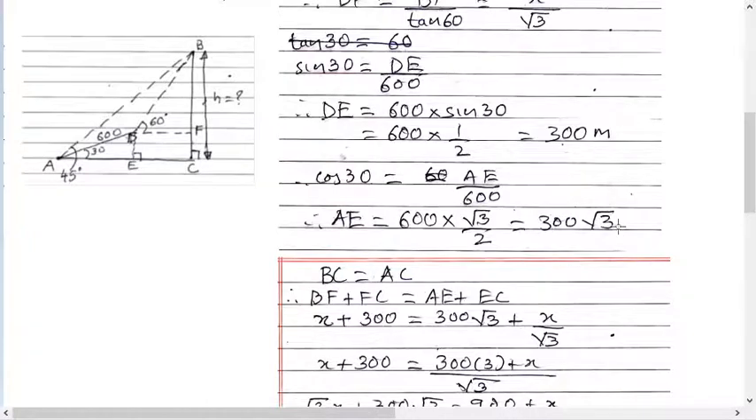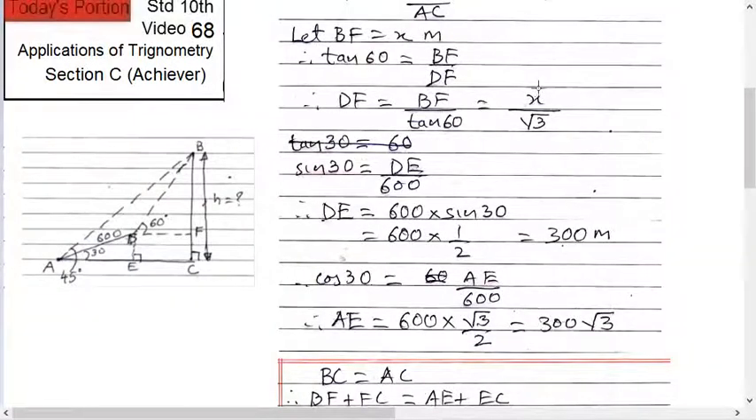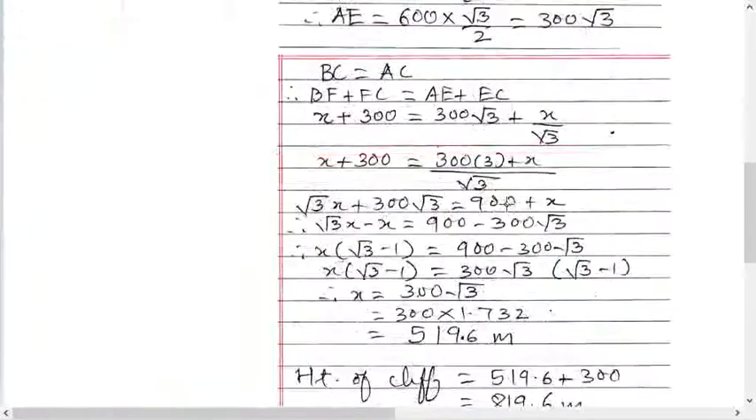See this AE plus EC. EC is what? This part, smaller part. That is x upon root 3. See this DF equals x upon root 3, and this EC and DF are parts of a rectangle, right? Therefore this is also x upon root 3. So x upon root 3. Now solve it for x.